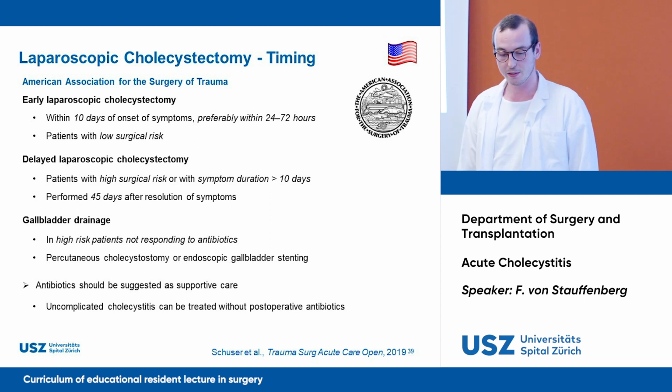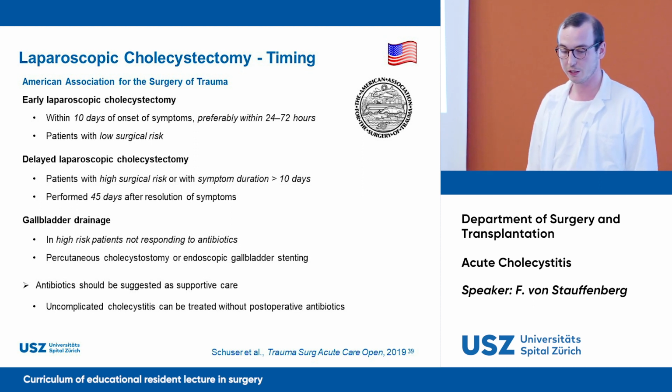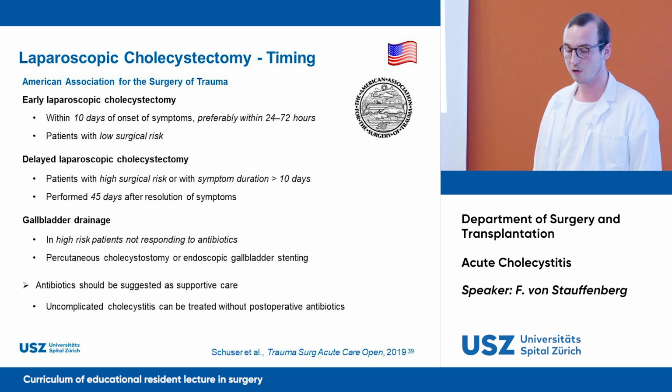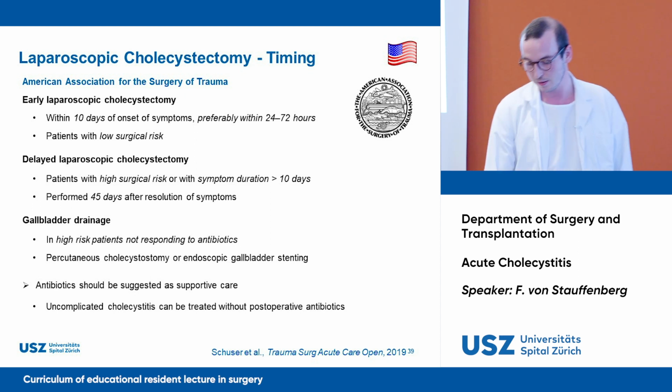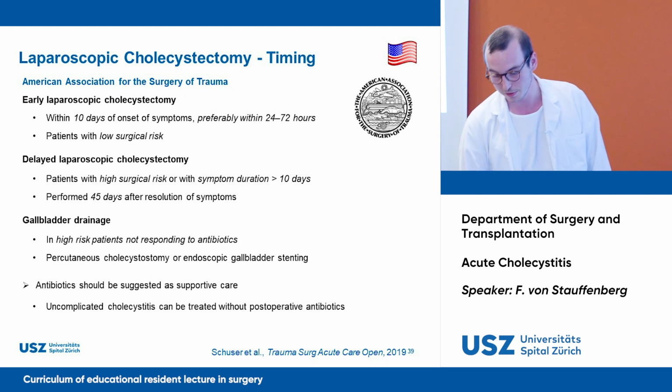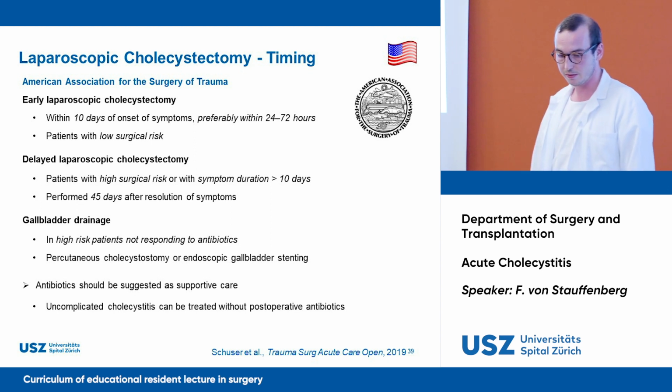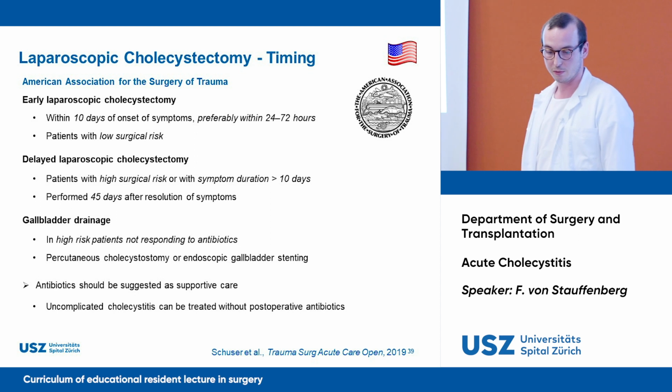In high-risk patients who are not responding to antibiotics, we should perform gallbladder drainage, and we can choose percutaneous cholecystostomy or endoscopic gallbladder stenting. Empiric antibiotic therapy should be suggested as supportive care in any of the cases, and in uncomplicated cholecystitis, we can discontinue antibiotics after the procedure.